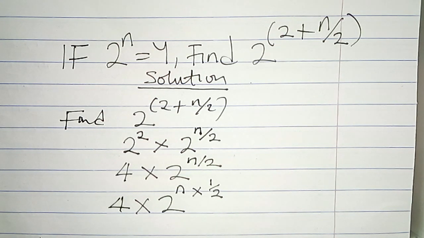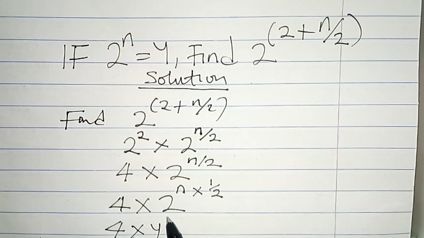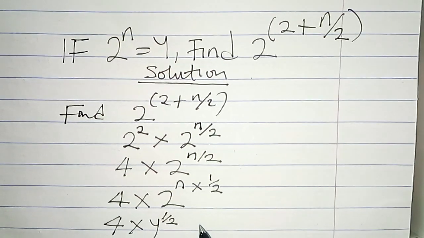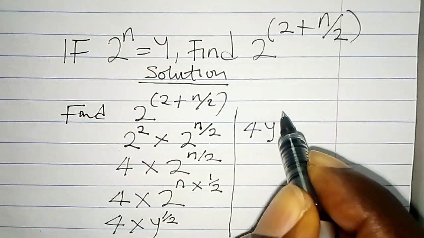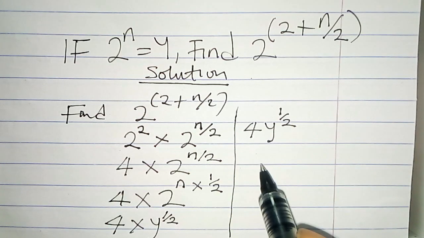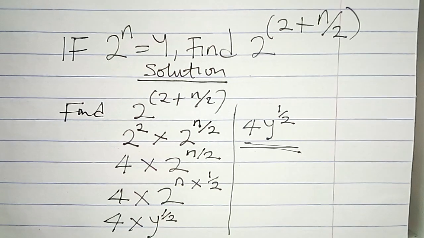So from the question, they say that 2 raised to the power of n is equal to y. Now we have 2 raised to the power of n here, so we are going to substitute y in place of 2 raised to the power of n. So we write 4 multiplied by y raised to the power of 1/2, which is the same thing as 4y raised to the power of 1/2. So when we solve, this is what we have as our final answer.